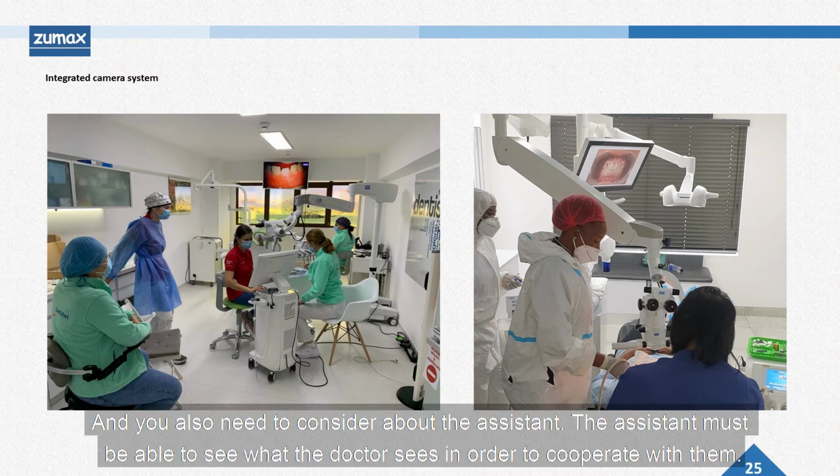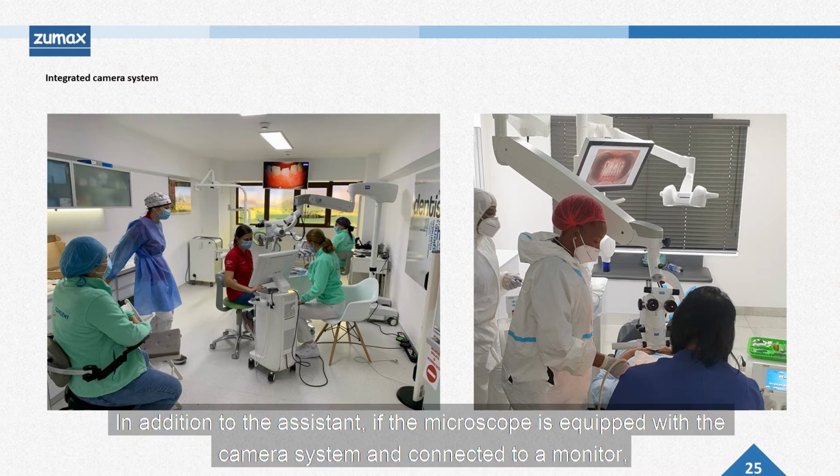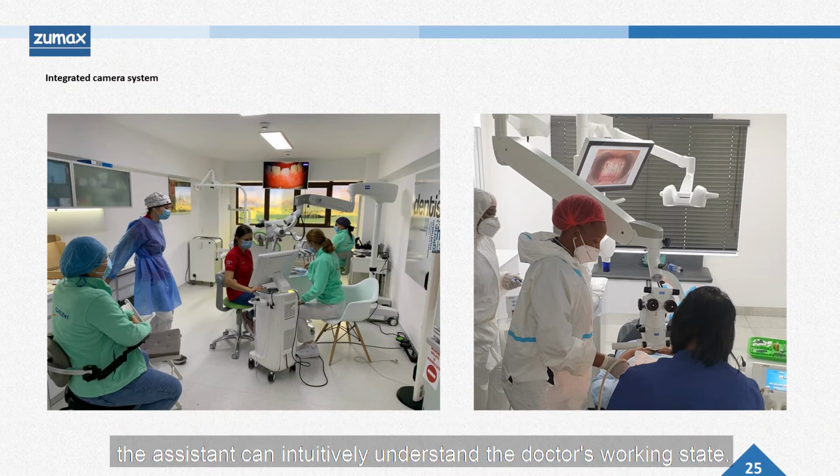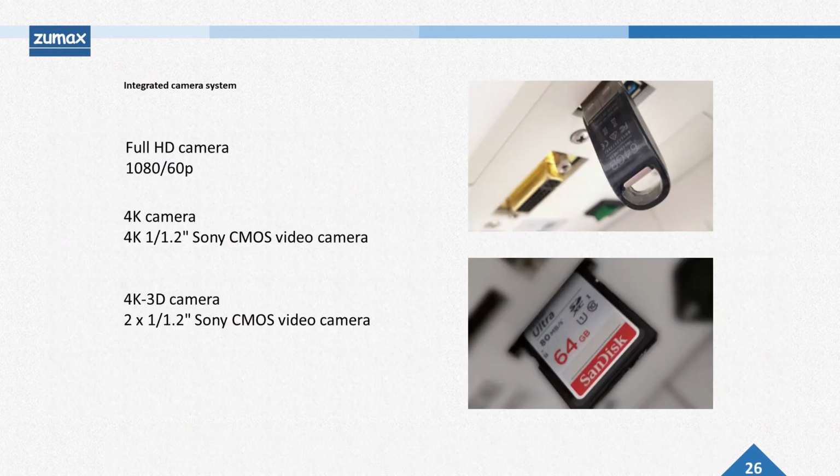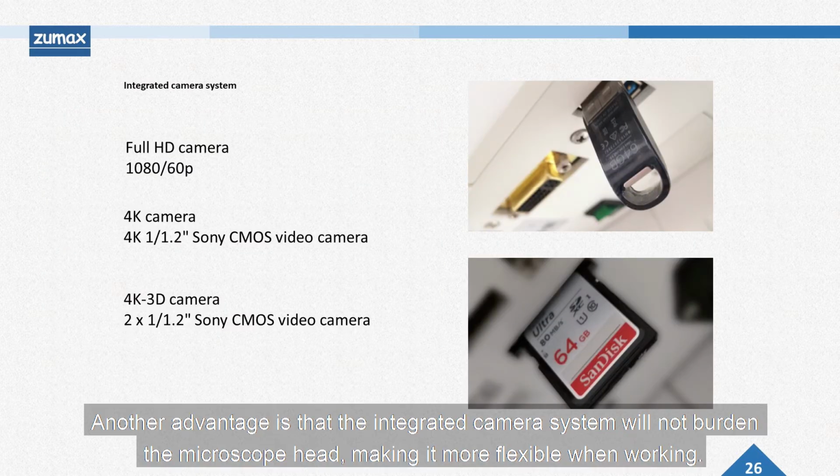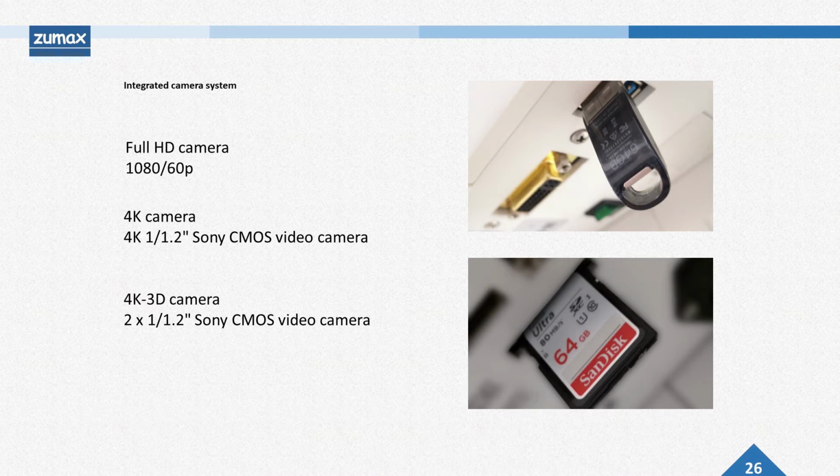And you also need to consider the assistant. The assistant must be able to see what the doctor sees in order to cooperate with them. In addition to the assistant, if the microscope is equipped with a camera system and connected to a monitor, the assistant can intuitively understand the doctor's working state. Another advantage is that the integrated camera system will not burden the microscope head, making it more flexible when working.